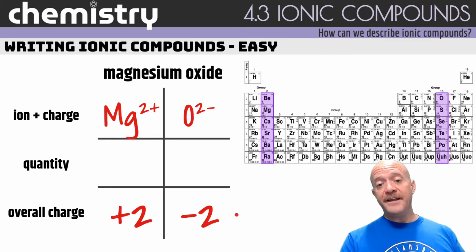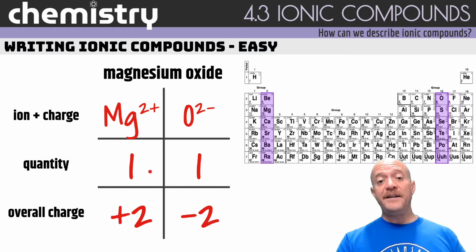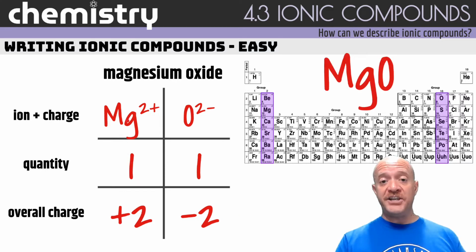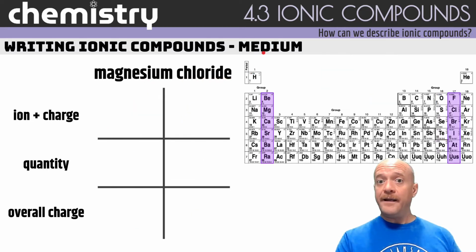How many do you need of each so that they are balanced? You need 1. So the formula for magnesium oxide will be MgO. I know these are easy, okay? Now we're getting into something that's medium.